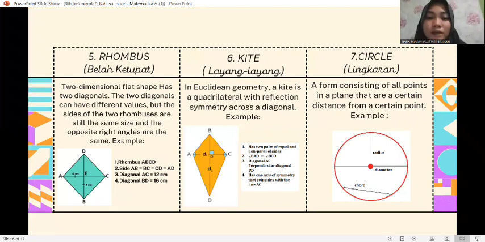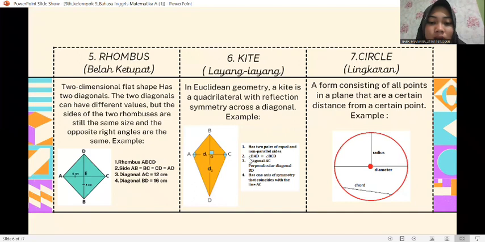Next, vocabulary 6, kite. In Euclidean geometry, a kite is a quadrilateral with reflection symmetry across a diagonal. Example, from the picture, we know has two pairs of equal and non-parallel sides.